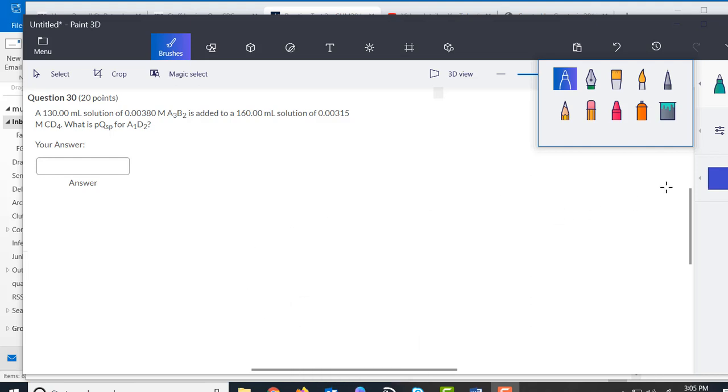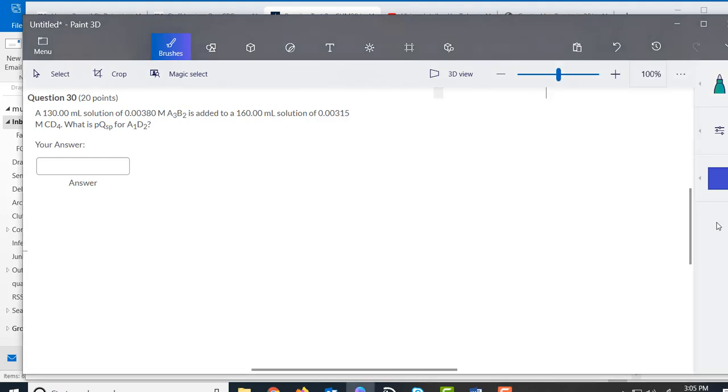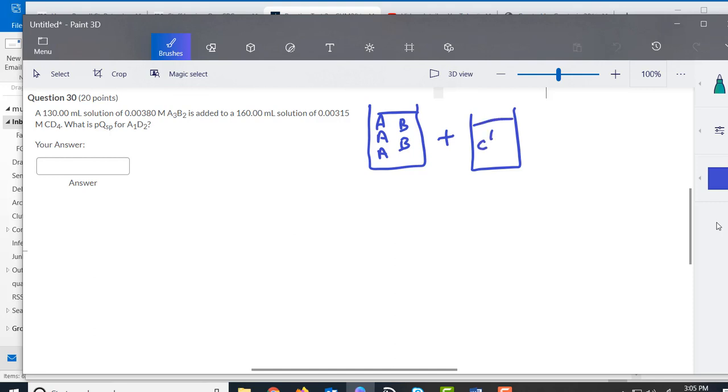So we're looking here at a precipitation type problem. The idea is that I'm going to show you a couple of pictures just to give you a little bit of context as to what's going on. So we've got this solution of A3B2. Every A3B2 will break up into 3 A's and 2 B's. That's going to be important. And we're going to add that to a solution of CD4. So that's going to be C and 4 D's.